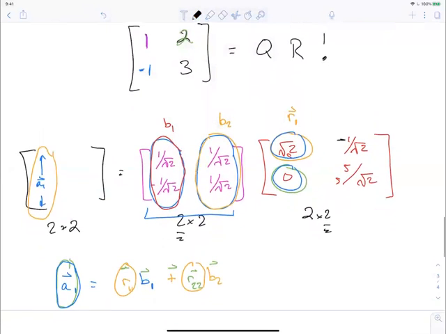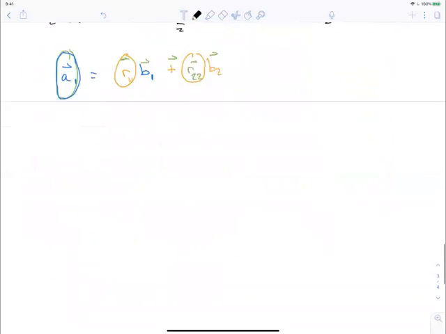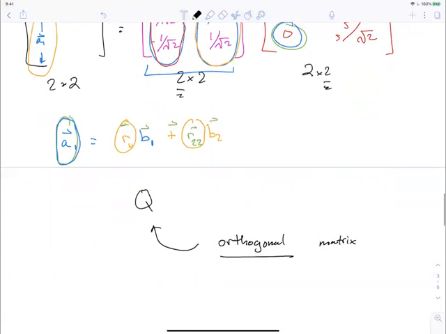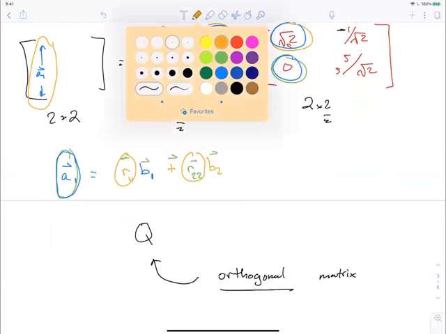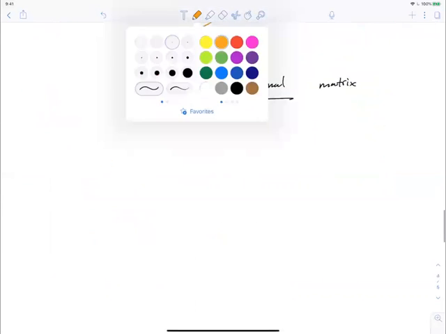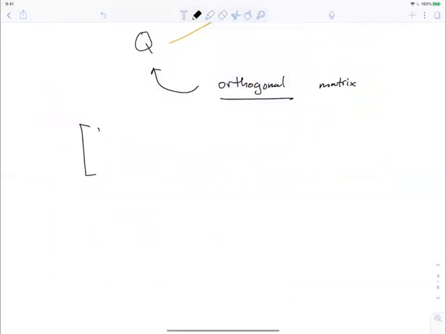All right, so that's an overview of QR factorization. Let's talk about this Q matrix. So this Q matrix has some important properties. It turns out this is an orthogonal matrix. And so what are some important properties of this matrix? This right here is an example. Let's use this as a running example to figure out what makes a matrix orthogonal.